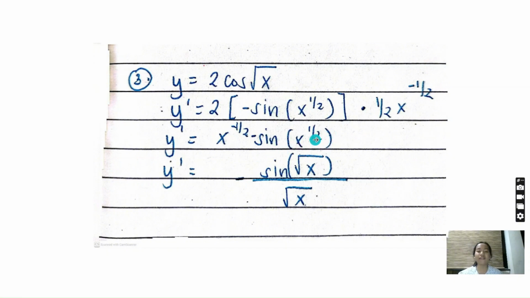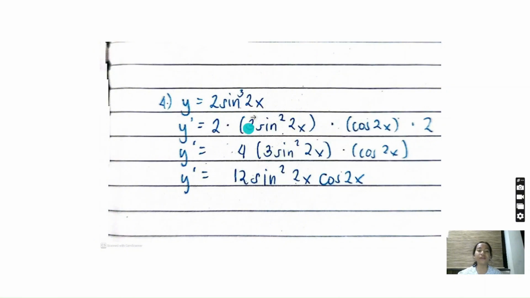Since x to the power of 1/2 is square root of x, then there our answer is negative sine square root of x over square root of x. From here, x to the power of negative 1/2, we put it as its denominator, and then we just allow sine 1/2 or sine square root of x to be at the top, because its power doesn't have a negative sign. So our answer for this is negative sine square root of x over square root of x.